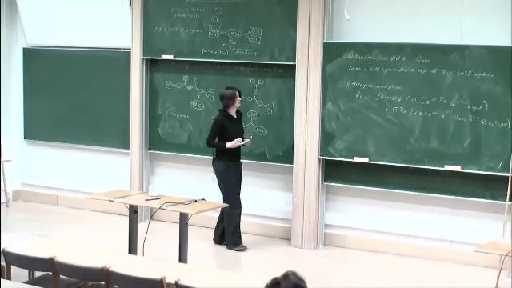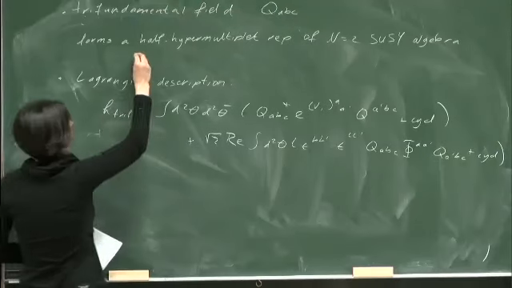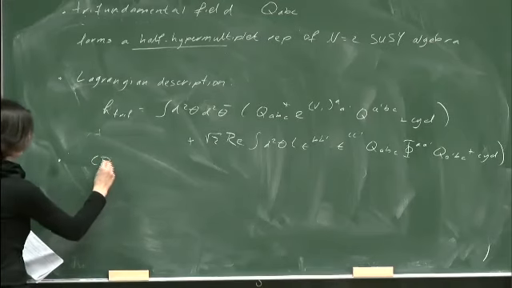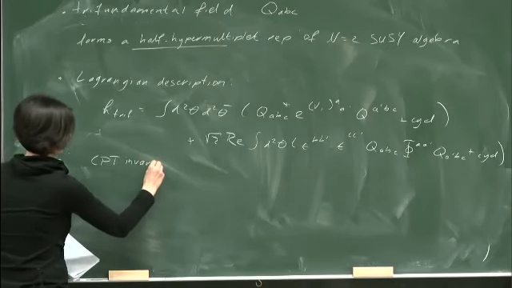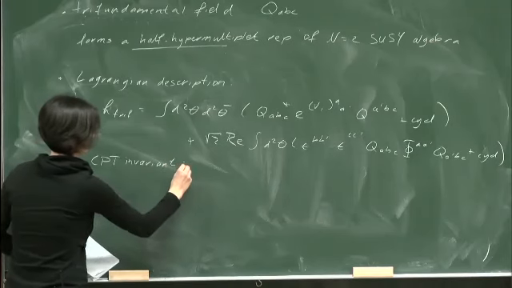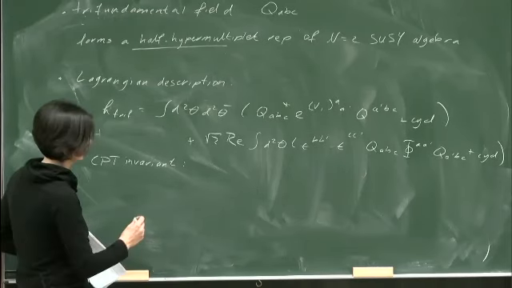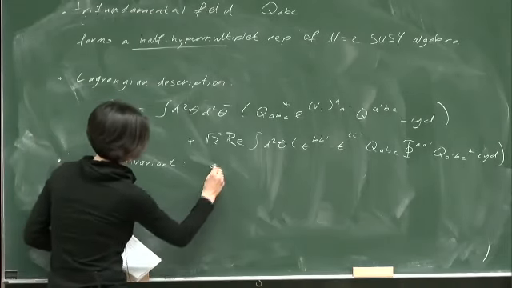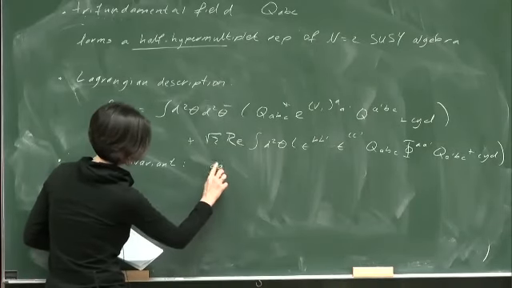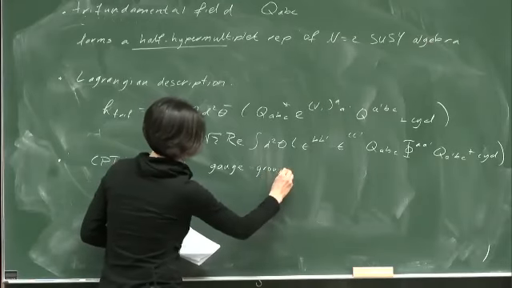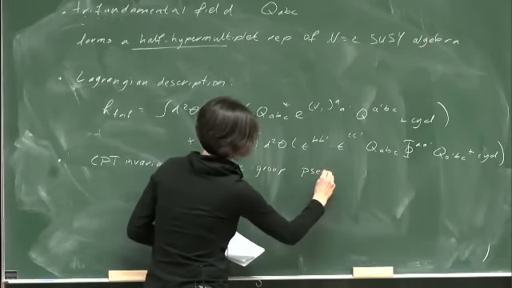It's important to realize these half hypermultiplet representations, they're kind of tricky. So in general they will not be CPT invariant. So the field that you're looking at needs to have special properties in order to make it CPT invariant. In particular, it will require that the representation under the gauge group is a pseudo-real representation.